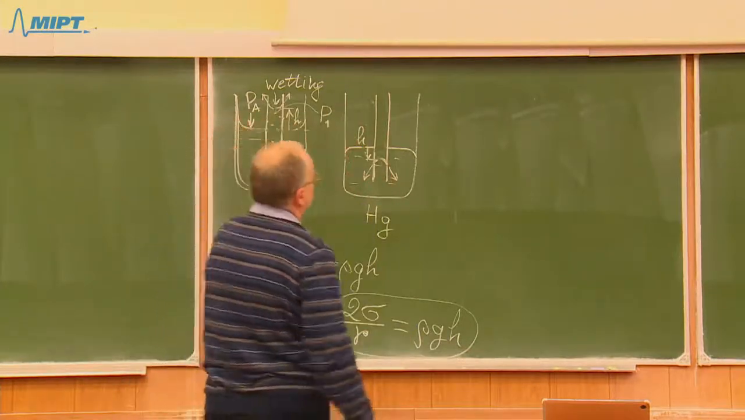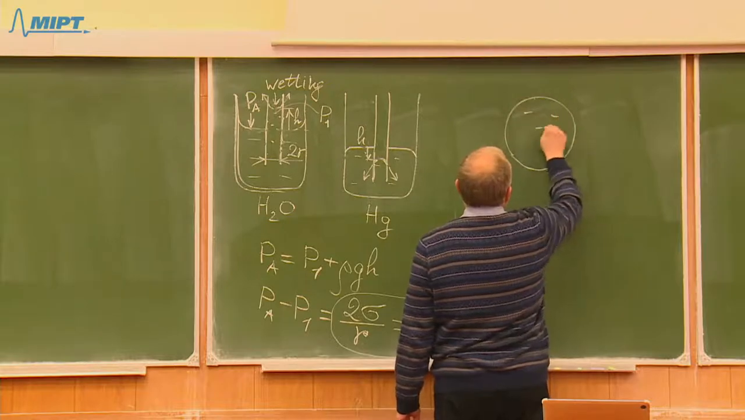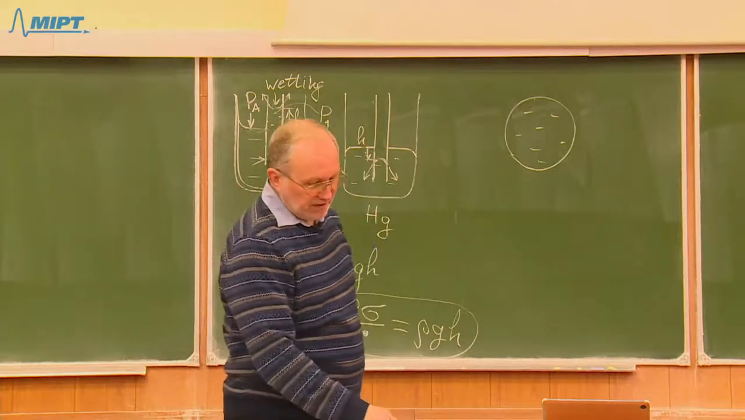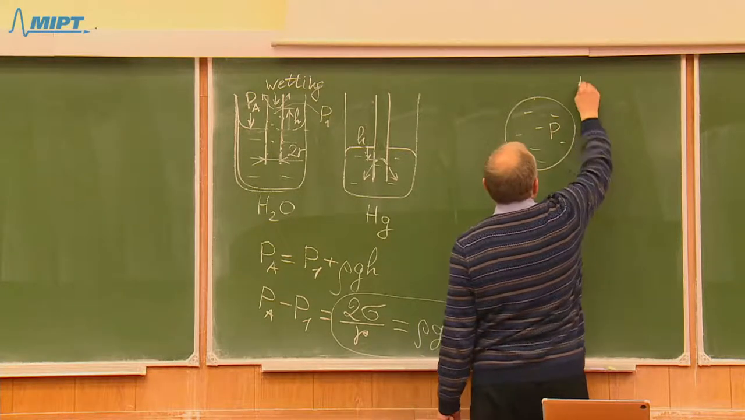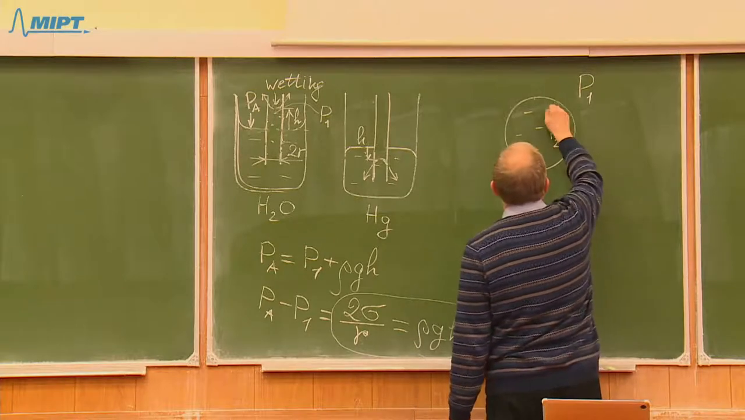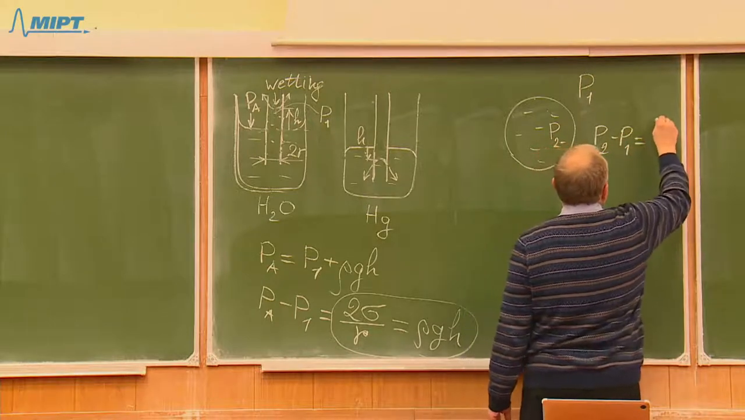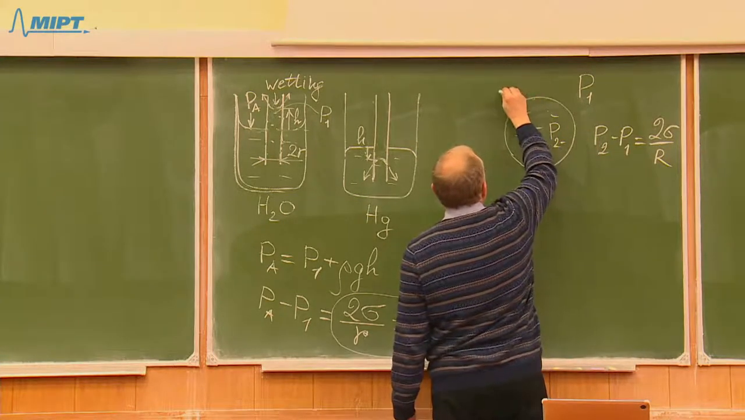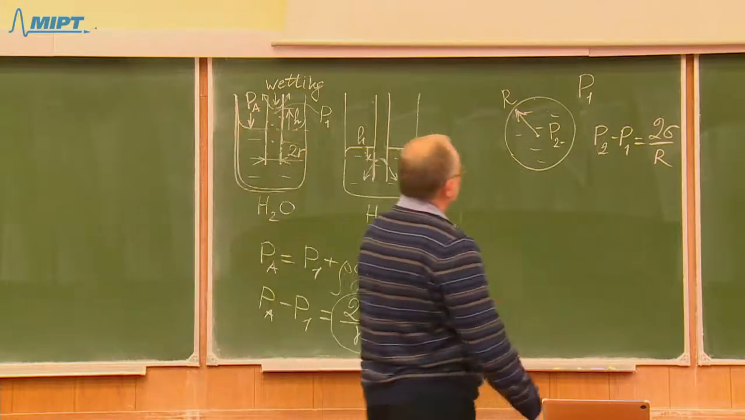Also last time we discussed bubbles. We discussed droplets. We discussed a droplet of water. And we derived this formula for the pressure inside the droplet and the pressure outside; let it be P1 and that is P2. We derived that P2 is larger than P1, and P2 minus P1 was equal to 2 sigma divided by the radius of this droplet of water.